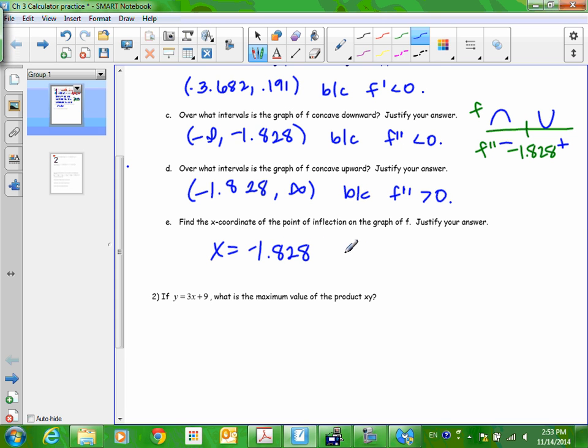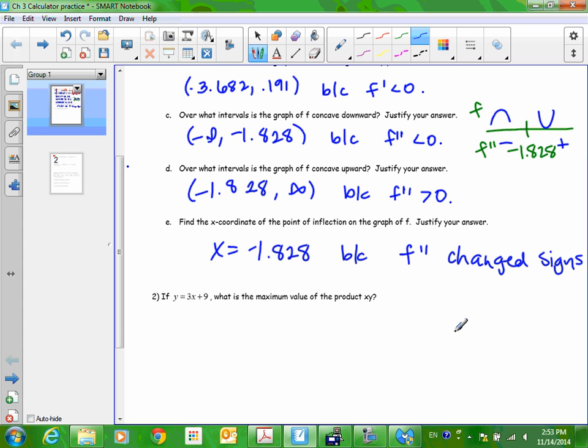Now, it is important that you know that we only have a point of inflection because the sign changed. If you were to graph the second derivative, it has to actually cross all the way through. So we have to say because f double prime changed signs. Okay. So that whole problem, that was just all the same stuff we'd done, right?